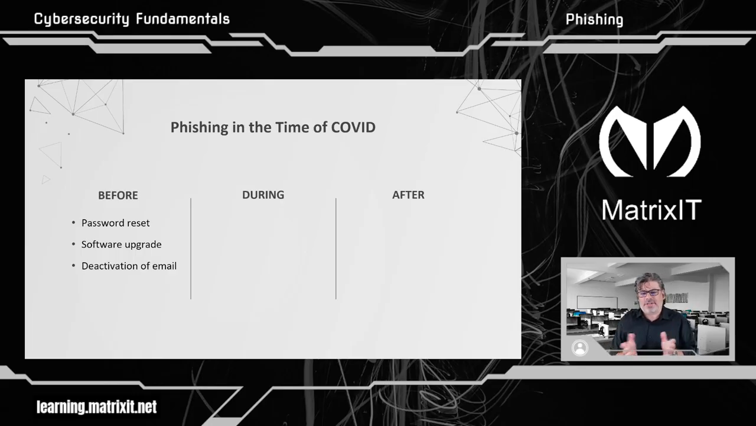So before, the general emails that were being sent out were password resets, software upgrades, deactivation of email. So it was basically, you have to act because something is not going to work properly, right? You're not going to have the right piece of software on your machine. You need to reset your password because the password's going to expire. You won't be able to get into your network. Deactivation of email. Nobody wants that. So before COVID, that's what we were getting.